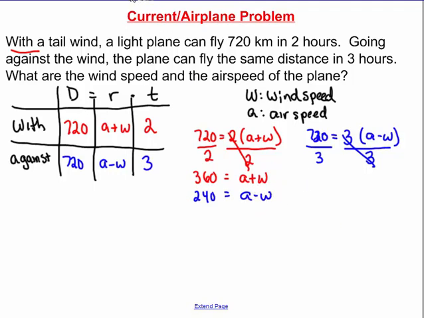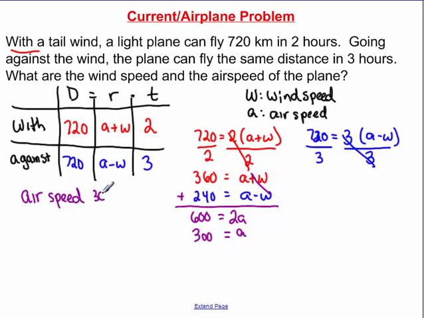Now look at this. This is so cool. Of course, remember, I'm a math geek. When you add those two equations together, the W's cancel. What you do have to remember is to add the left side, add the right side. A plus A is 2A. A lot of students will just put A there, and that's a common mistake. Divide, and we get 300. So label what we just found. Our airspeed is 300 kilometers in 2 hours.